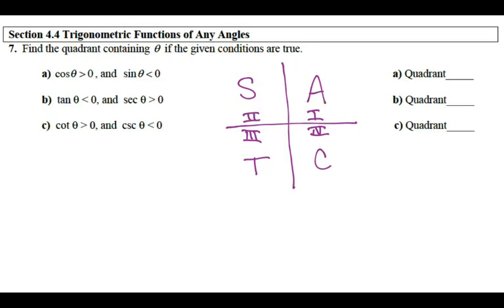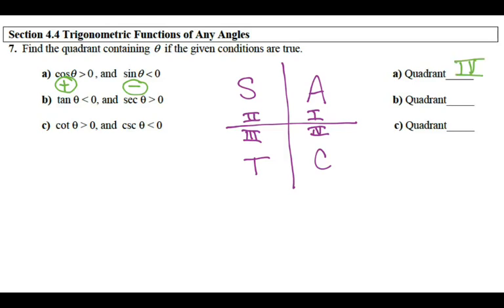Okay, so for letter A, I want my cosine to be greater than 0. Greater than 0 means it's positive. And I want sine to be less than 0. Less than 0 means it's negative. So cosine is positive over here and over here, because everything's positive in the first quadrant and cosine's positive in the fourth quadrant. But I also need sine to be negative. And since everything is positive in the first quadrant, that means sine is negative in the fourth quadrant. So my answer for letter A is going to be quadrant 4.